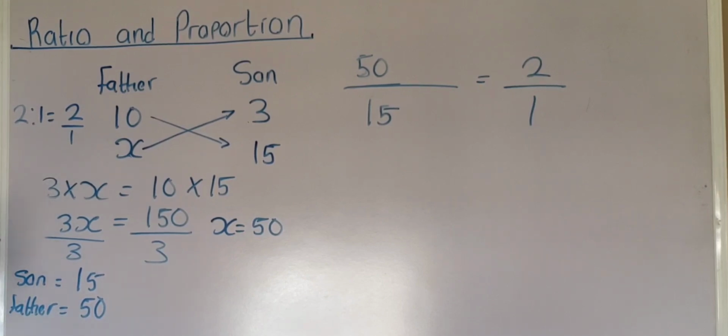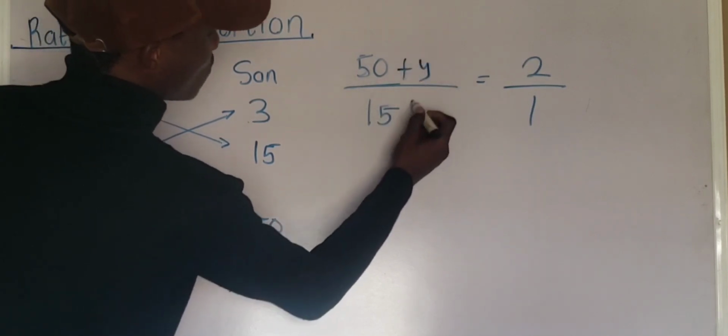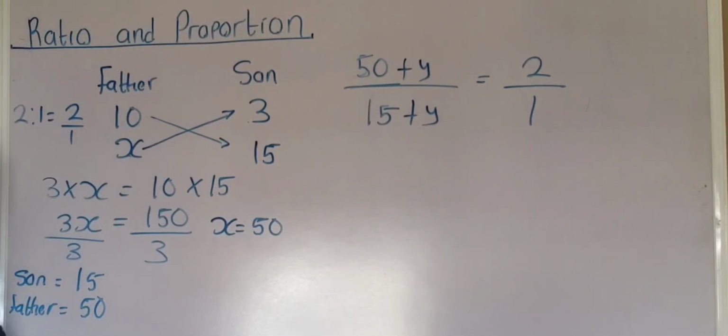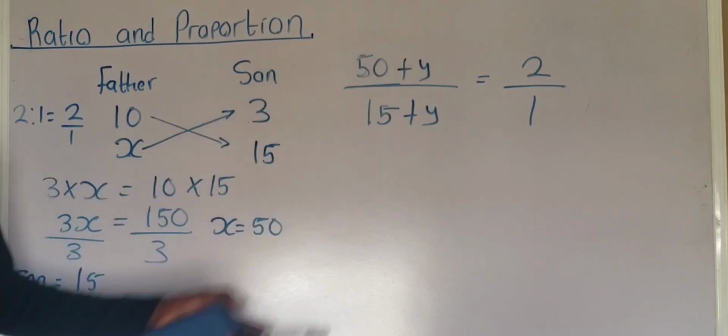Okay, so now let that years be y. So for this I'm going to have 50 plus y all over 15 plus y. So next step is to solve for y, because I've said let that years be y. In how many years will the ratio of their age be 2:1? Let that years be y. So I add y to the age of the father and the son.